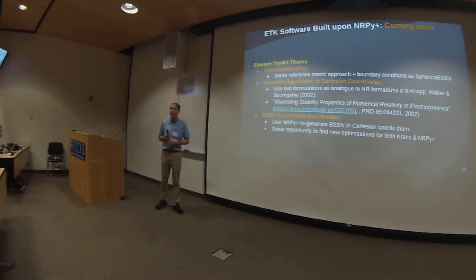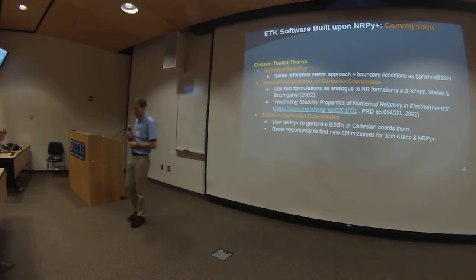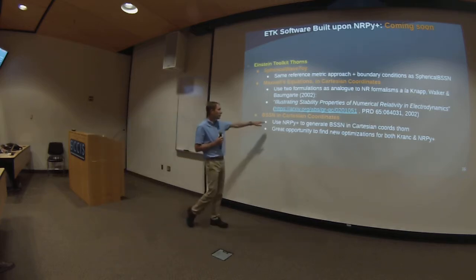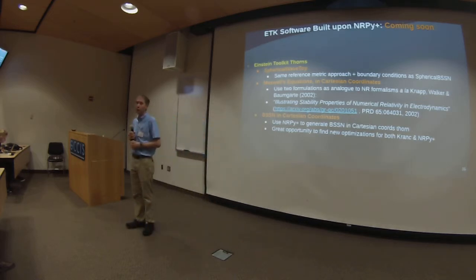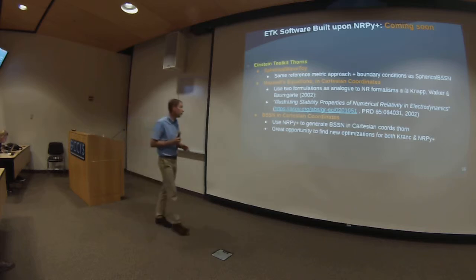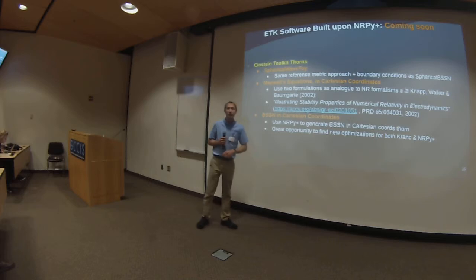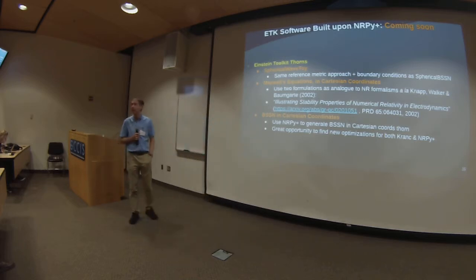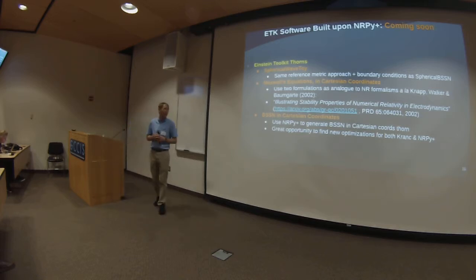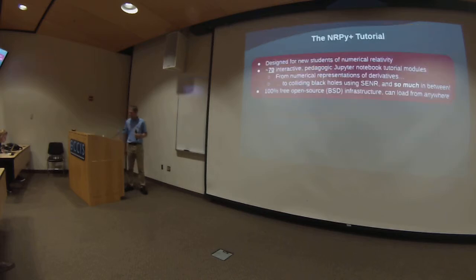BSSN in Cartesian coordinates would basically reproduce what Lean and McLaughlin do in the Toolkit, but I think it's really cool because NRPy uses SymPy, whose internal workings we have complete control over. So in principle, we could learn new optimization strategies for both Crank and NRPy Plus, and whatever other code generation package is out around that time.